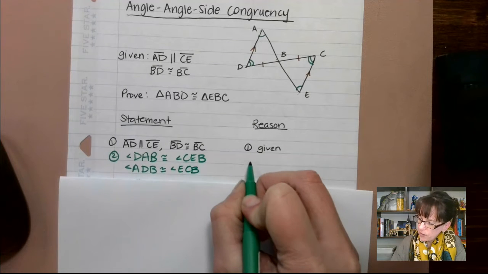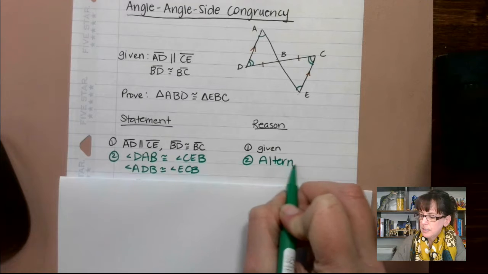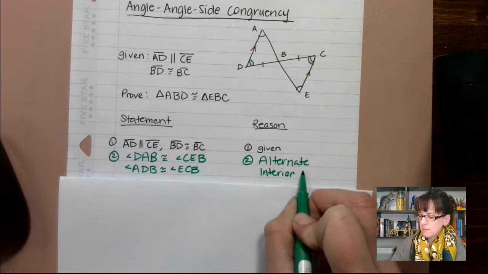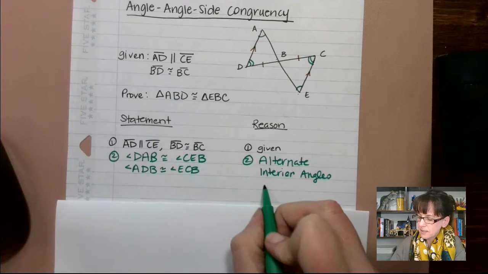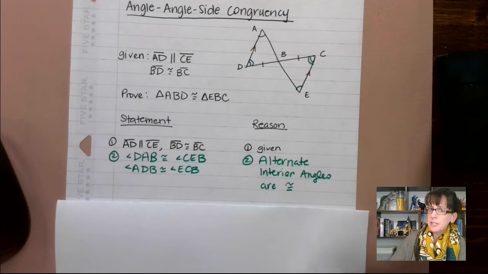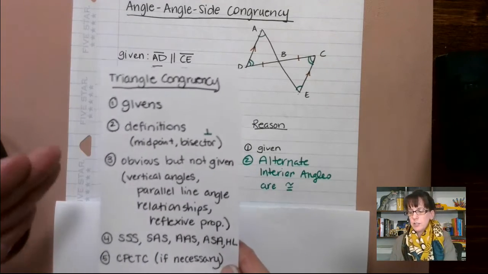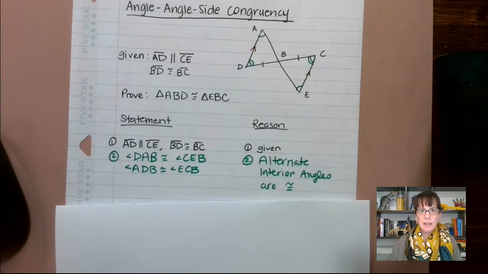And as I mentioned before, this is because alternate interior angles are congruent. I can't spell and talk at the same time. My goodness. Okay, so alternate interior angles are congruent. So we've done our definitions and our obvious but not givens. I see another one here, which is our vertical angles, but we don't really need that because we have these other two angles that work.